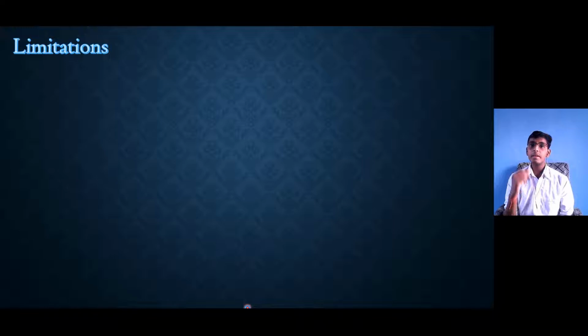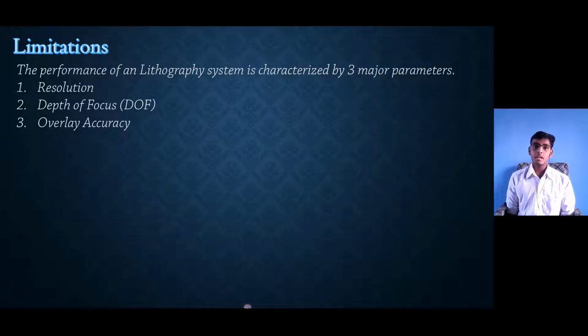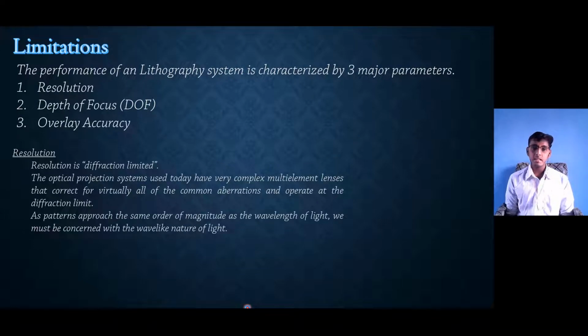So what are the limitations of this lithographic process? The performance of a lithography system is characterized by three major parameters. The first one is the resolution. The second one is the depth of focus, also known as DOF. The third one is the overlay accuracy. Resolution. Resolution is diffraction limited.